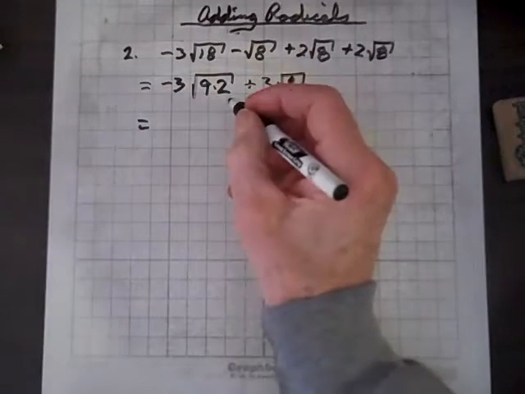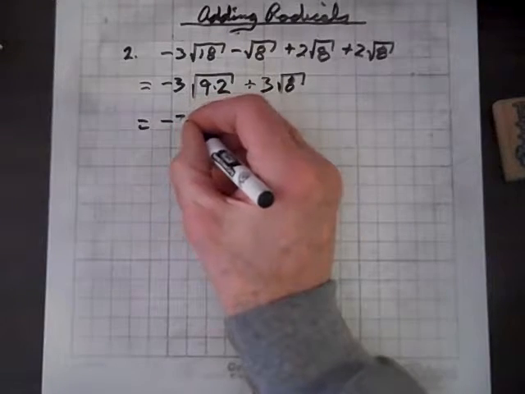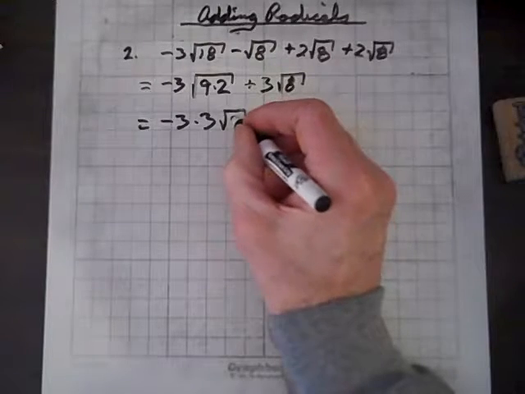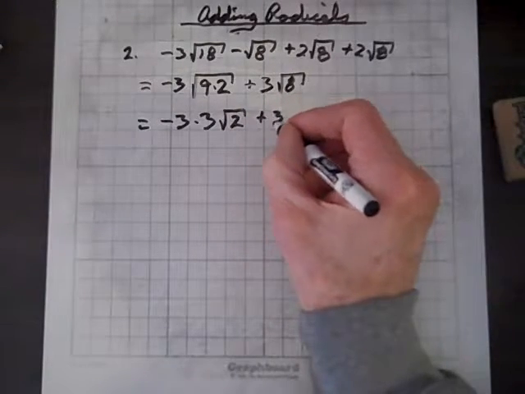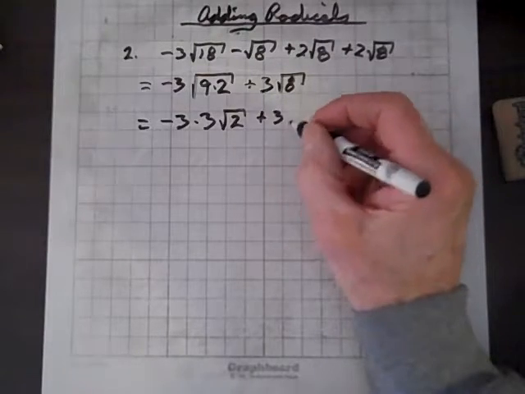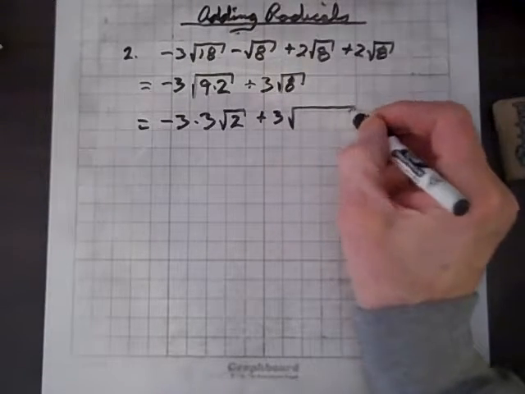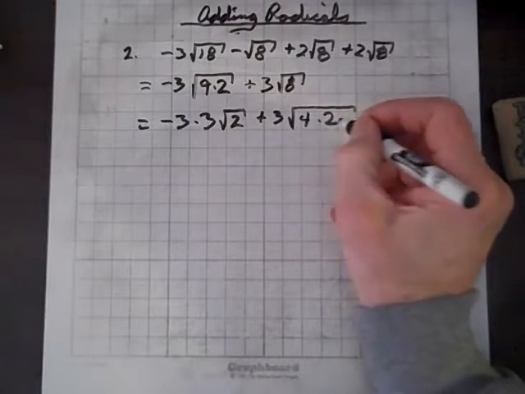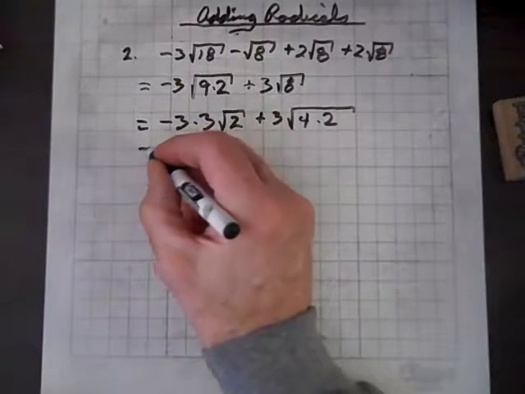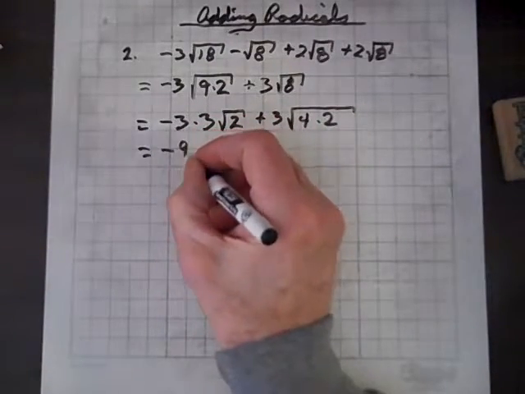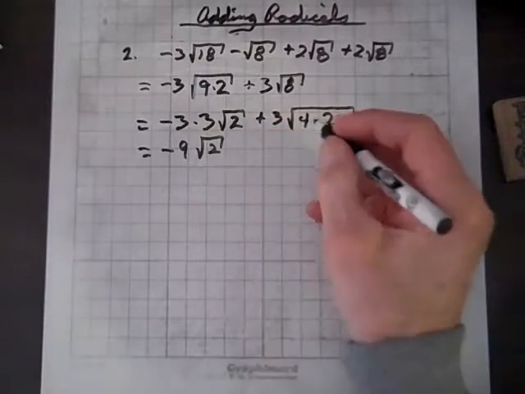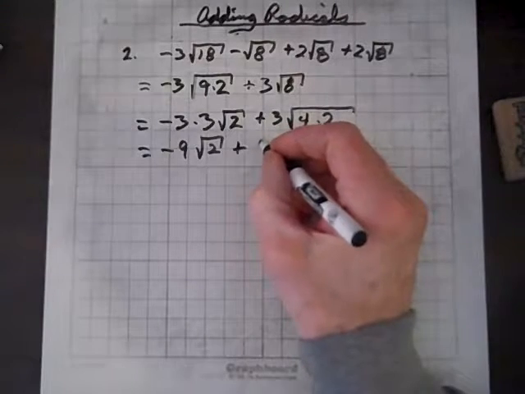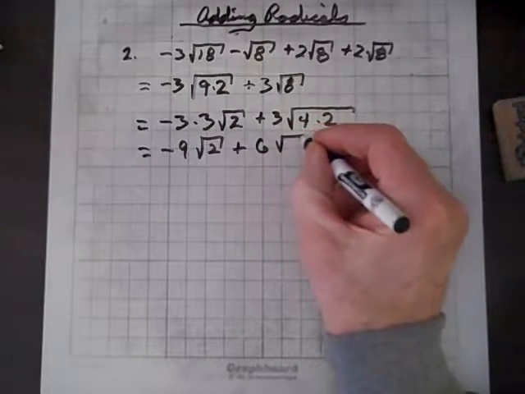And now this equals, and the square root of 9 is 3, so that's negative 3 times 3, and root 2 plus 3. Oh yes, square root of 8. That is the same as 4 times 2. 8 is. And so now we have negative 9 root 2 and plus, and the square root of 4 is 2, and 2 times 3 is 6 root 2.